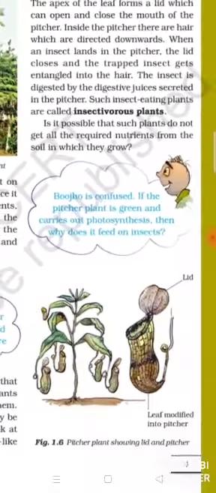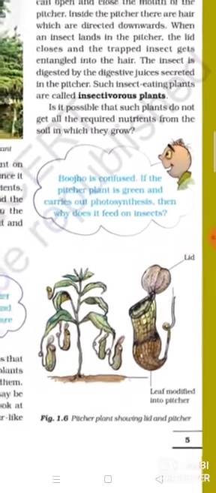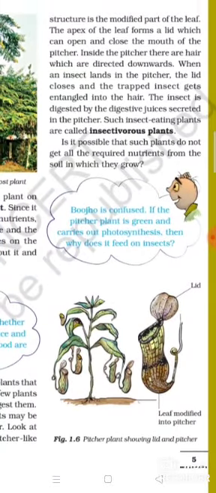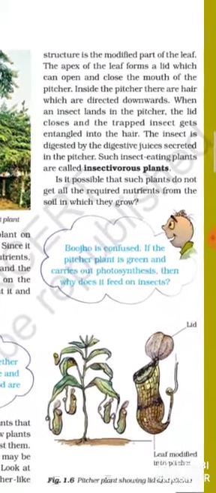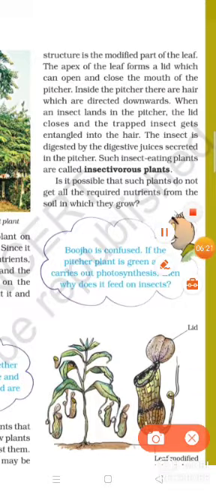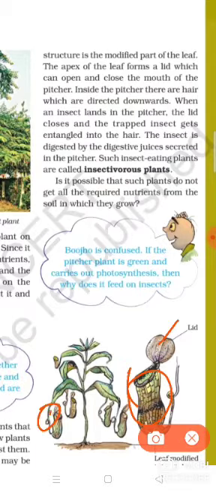Now this is the example of a pitcher plant. Here, dear friends, you are seeing this is the pitcher, and this one having a lid, or we can say the mouth of the plant. This pitcher is attached at the apex, which is known as the apex part of the leaf.